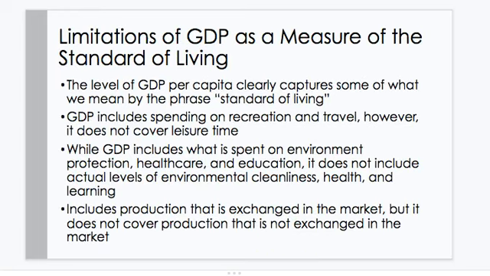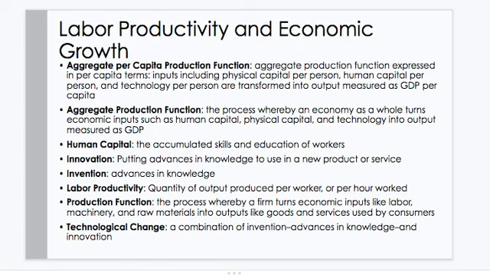The limitations. The level of GDP per capita clearly captures some of what we mean by the phrase standard of living. GDP includes spending on recreation and travel, however, it does not cover leisure time. While GDP includes what is spent on environmental protection, healthcare, and education, it does not include actual levels of environmental cleanliness, health, and learning. It includes production that is exchanged in the market, but does not cover production that is not exchanged in the market.